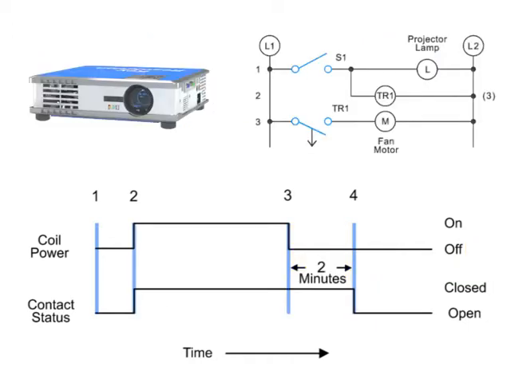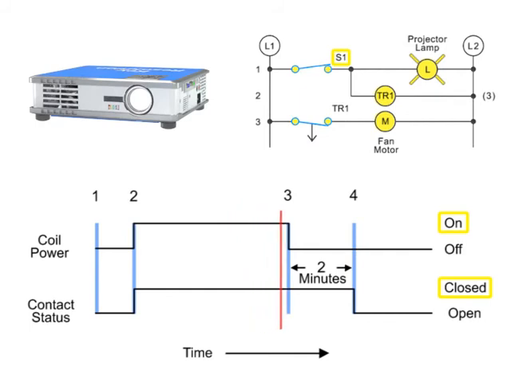Let's look at a common application of a normally open, timed open relay in the operation of a video projector. In this circuit, closing switch S1 turns on the projector bulb and activates timer coil TR1. With timer TR1 energized, normally open contact TR1 immediately closes, energizing the fan motor, which controls the cooling of the projector. The projector bulb and the cooling fan remain on as long as switch S1 stays closed.